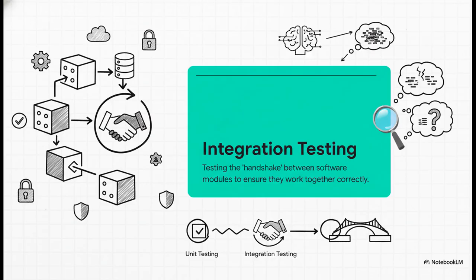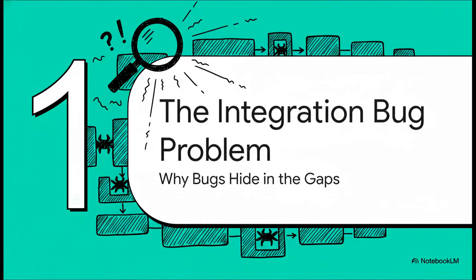It's not about checking if one piece of software works all by itself. It's all about testing that handshake between different parts to make sure they're actually talking to each other correctly and playing nice. Okay, so why is this handshake such a big deal? Why do so many nasty bugs just love to hide out in these gaps? Let's dive in and take a closer look.